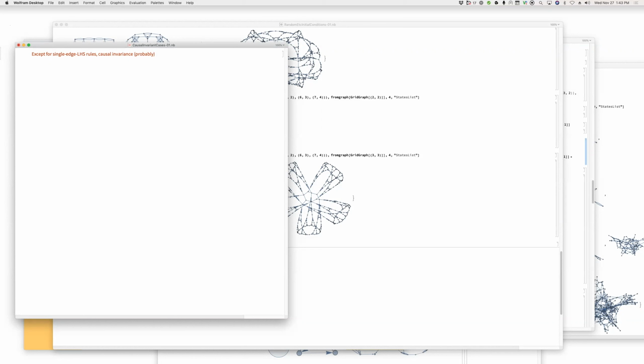Okay, so wait a minute. In what sense is this not? Wait a minute. I'm going to say causal invariance probably is contingent on initial conditions. We also particularly need to distinguish between causal invariant and non-overlapping, because purely constructive rules are causal invariant even though they overlap a lot. Okay, non-overlappingness.